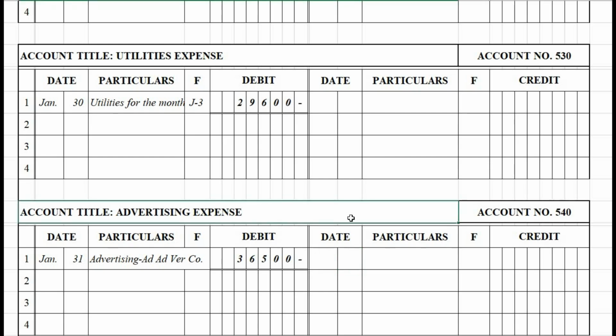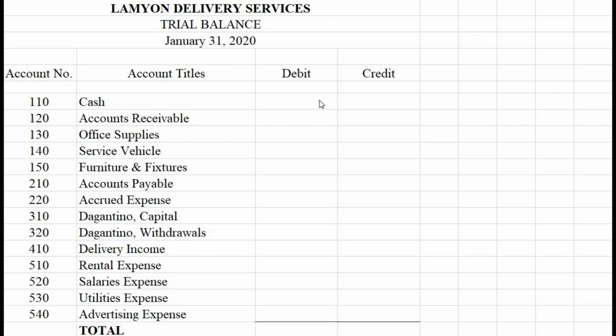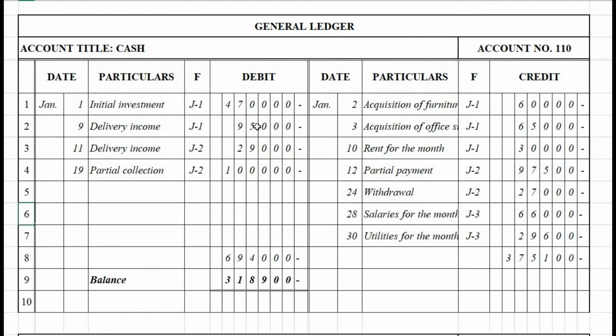Okay. So now we have the account balances of our accounts. The next thing that you have to do is go to our trial balance. Okay. So this is our trial balance. What we have to do is look for the open accounts or open balances in your general ledger. We'll start with cash. In our general ledger, we have a balance of 319,900. So we'll just transfer this to our debit column.